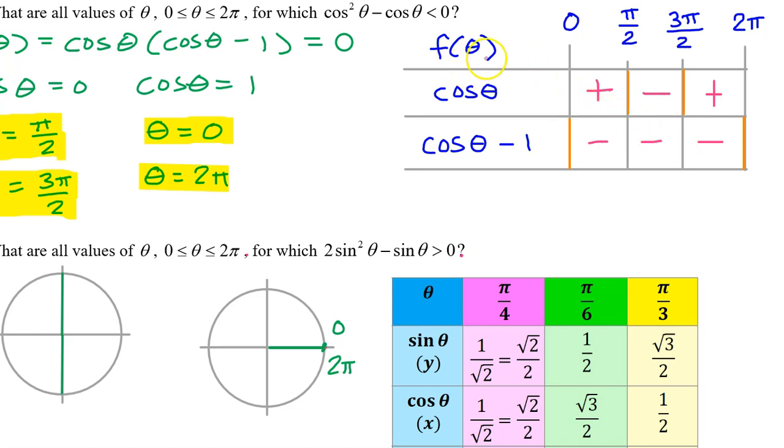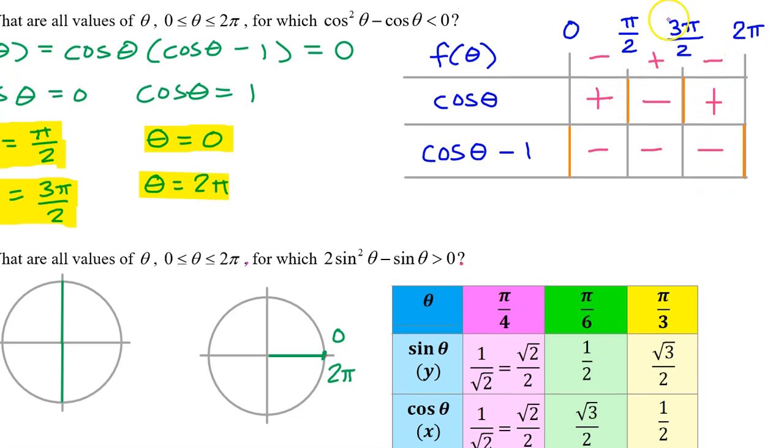What about the overall sign of f of theta? A positive times a negative is a negative, times a negative is a positive, and a positive times a negative is a negative. It's time to graph the solution set on the number line across the top.